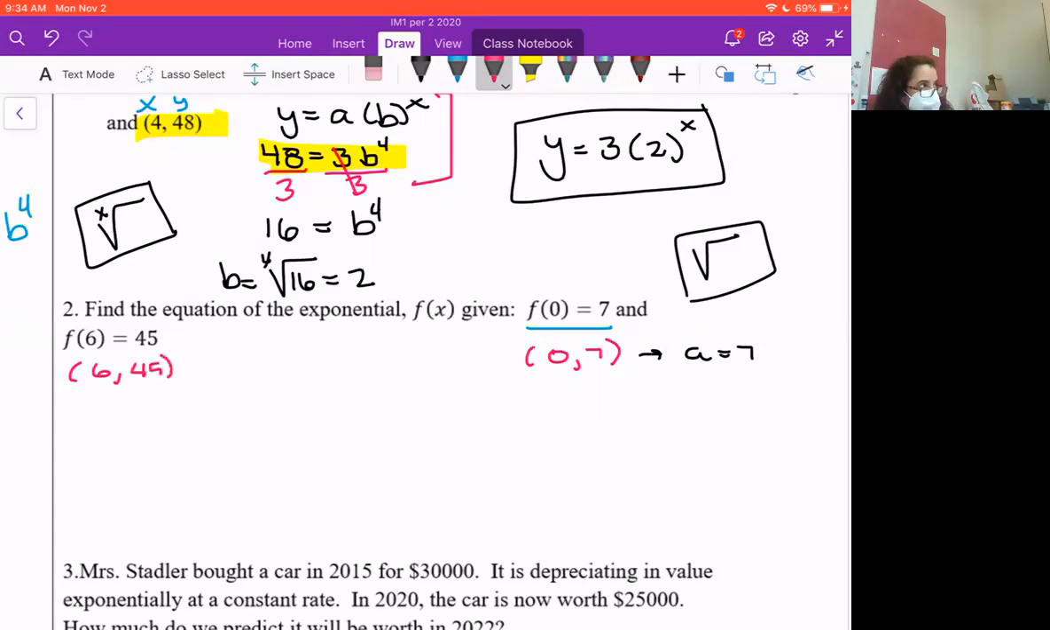So make sure you know the number in the parentheses is x. The number after the equal sign is the output. That's y. So f of 6 equals 45 is just a fancy way of saying, let's use x equals 6 and y equals 45. 0, 7 means that a is 7. Remember, a is the y coordinate of the y-intercept. So now I'm going to take y equals a times b to the x, and I'm going to plug everything in.